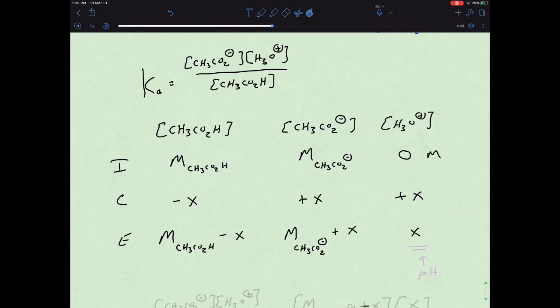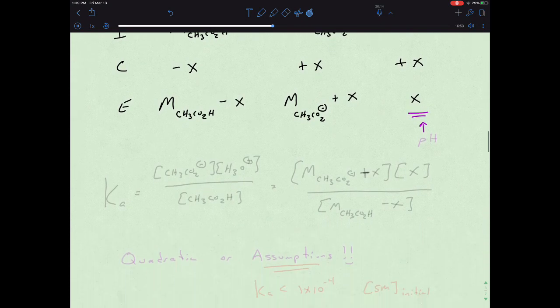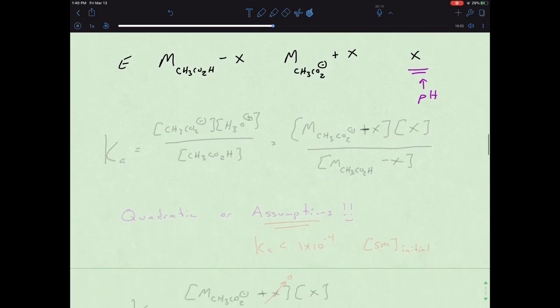And remember, that's always our angle to get to pH, right? That if we can figure out what X is, that's the concentration of hydronium ion at equilibrium, and then we can take the negative log of that to then define the actual pH of the solution, in this case the pH of the buffered solution.